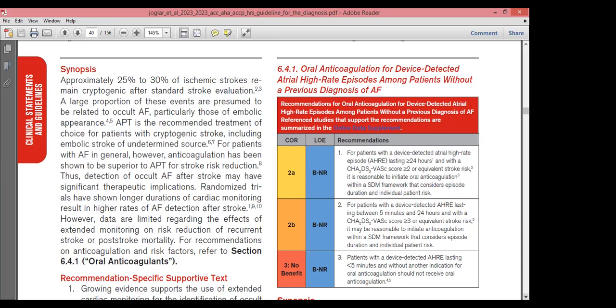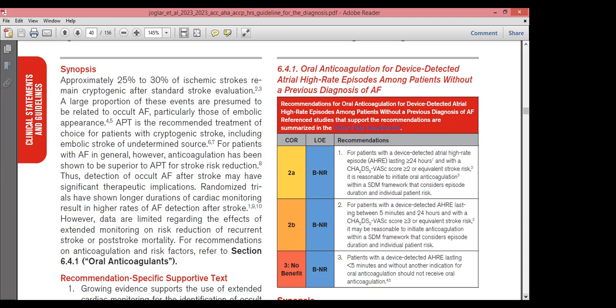Then for people that the device will detect the atrial high rate episode, if it's lasting between 5 minutes and 24 hours, so it's no more than 24 hours, and their CHA2DS2-VASc score is 3 or more, it is also reasonable to anticoagulate them. However, this is 2B. So if their atrial high rate episode is greater than 24 hours and they have a CHA2DS2-VASc score of 2, it is reasonable to anticoagulate them, it is a 2A.